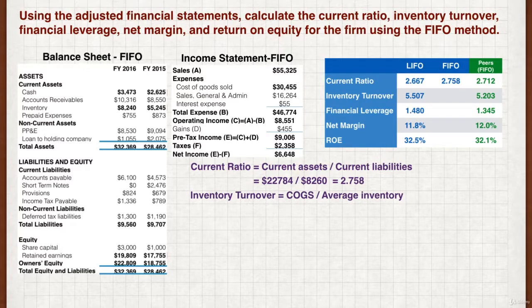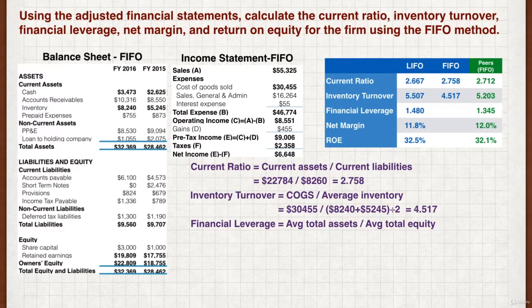The average inventory is calculated by the sum of the beginning and ending inventories and dividing by 2. Plugging in the figures, we get an inventory turnover of 4.517. Financial leverage is the average total assets divided by the average total equity. Plugging in the figures, we get a ratio of 1.464.